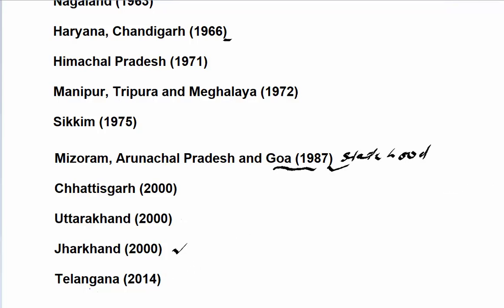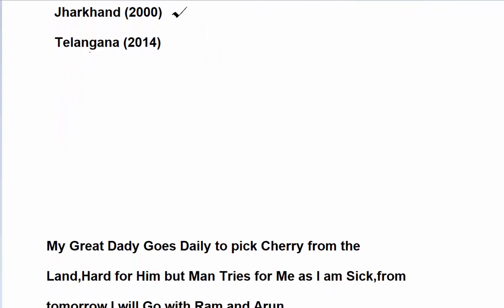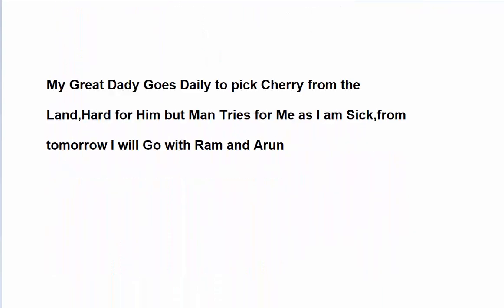To remember all these states and union territories in chronological order, I have made a trick. Now, the states which formed in 2000 and after that, I have not included in this trick because it is easy to remember them. For the rest of the states, the trick is: My great daddy goes daily to pick cherry from the land. Hard for him, but man tries for me as I am sick.